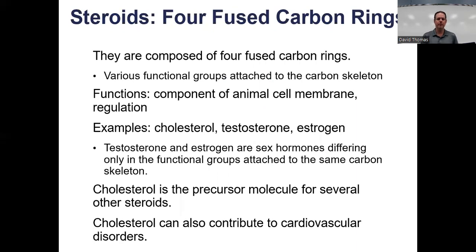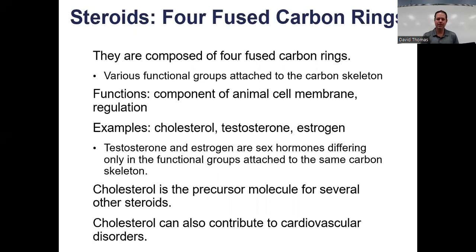Steroids, that's another group of lipids. These form ring type structures. I mentioned that at the very beginning, but carbon can form ring type structures. This includes things like cholesterol. Now, cholesterol gets a bad name a lot of times, and it can be certainly bad, but it is required for your cell membranes. It is very important. It does have some important roles.